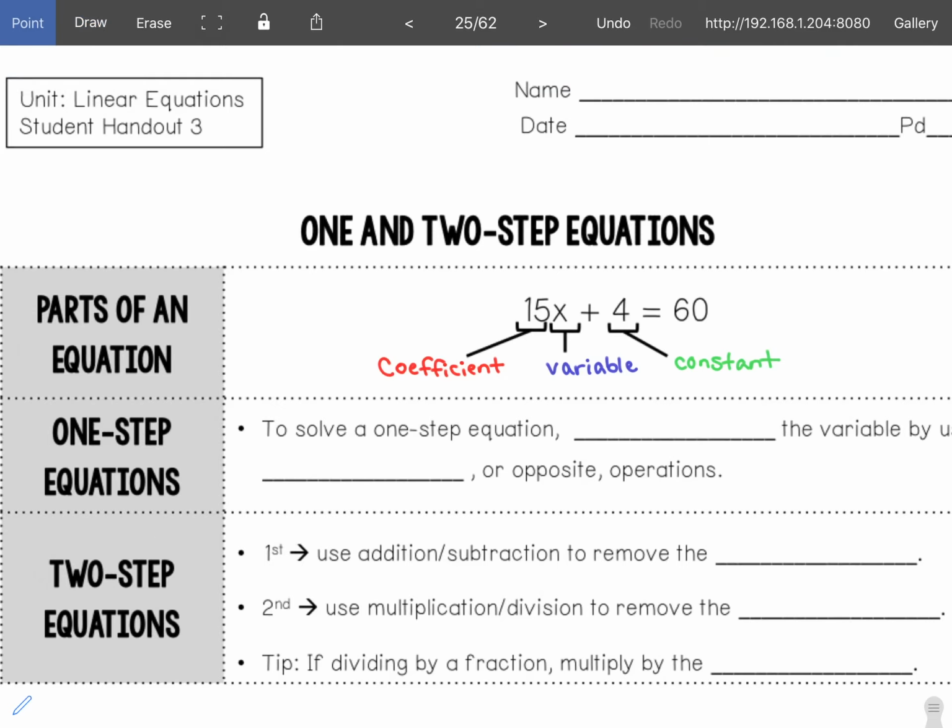This lesson is on 1- and 2-step equations. The parts of an equation are shown here. The number that is multiplied to the letter, as you see here, is called the coefficient. And then, of course, the letter we refer to as the variable. The number that is added or subtracted out here is called the constant.